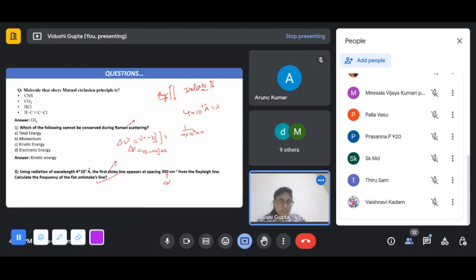One Angstrom is 10 raised to minus 10 meter. So just convert it into centimeter, so it will be 10 minus 8. So what will be the value of wave number? After solving this, it will be 2500.